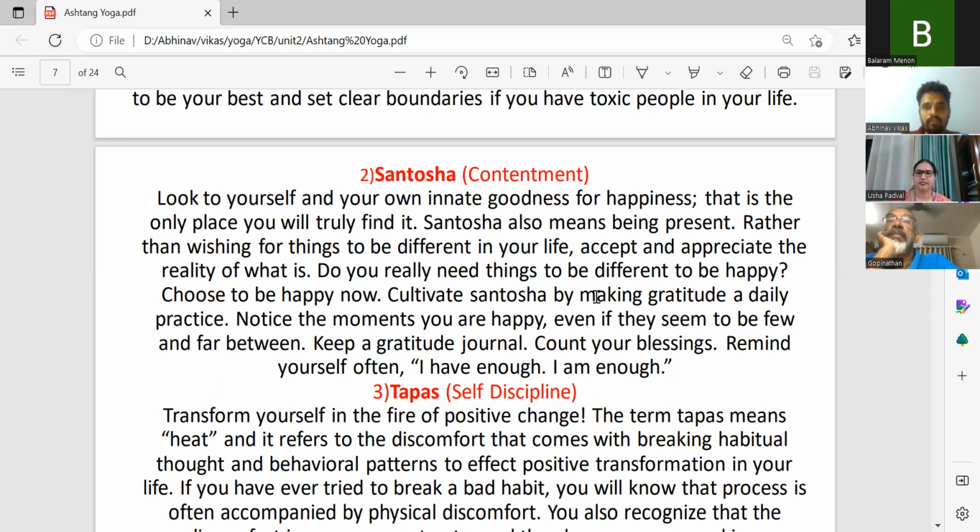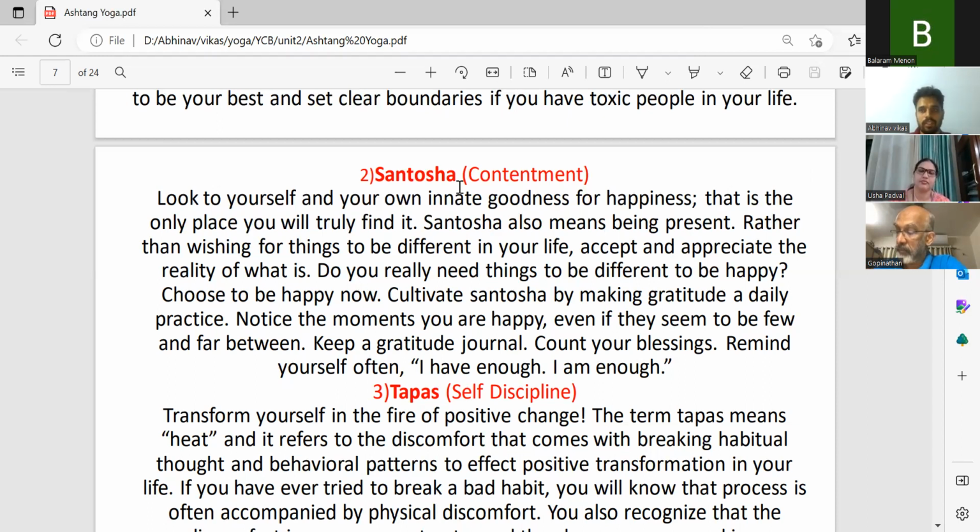Cultivate santosha by making gratitude a daily practice. So how can you cultivate this santosha? By making gratitude. We have to thank God for giving us today. We have to thank trees for giving the food. You show that gratitude. Notice the moments you are happy, even if there seem to be few or far between. Keep a gratitude journal. Count your blessings. Remind yourself often, I have enough, I am enough.